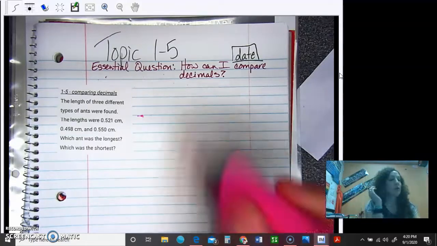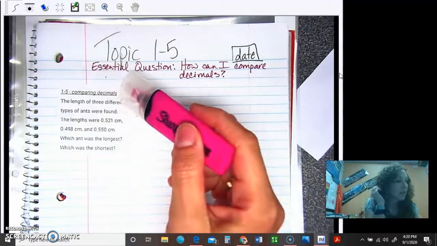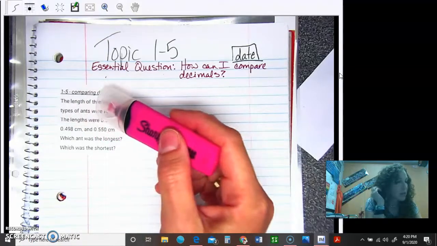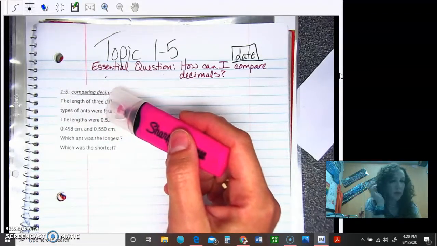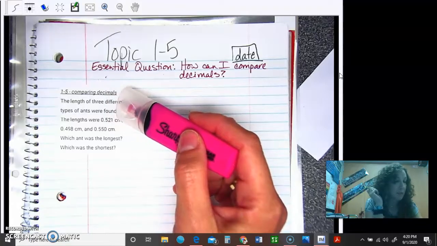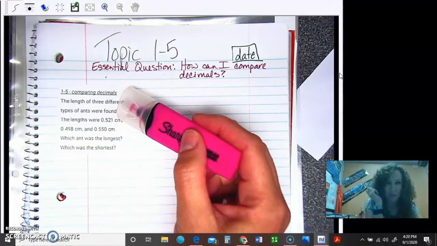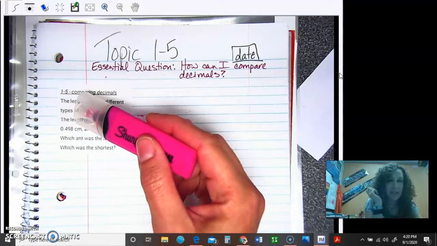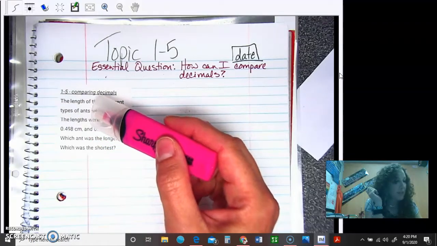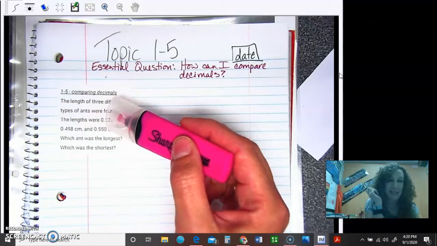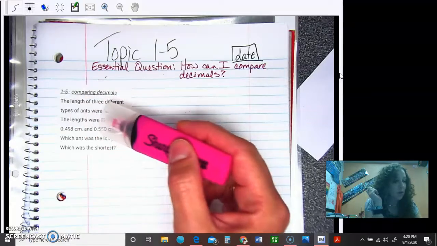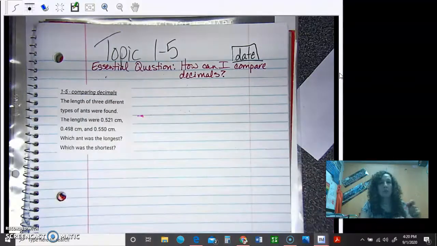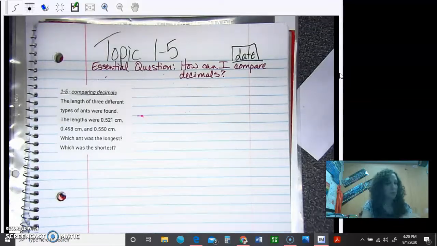It says the length of 3 different types of ants were found. The lengths were 0.521, I'm doing that on purpose, centimeters, cm stands for centimeters, 0.498 centimeters, and 0.550 centimeters. Which ant was the longest? Which was the shortest? So let's pull out the important bits.